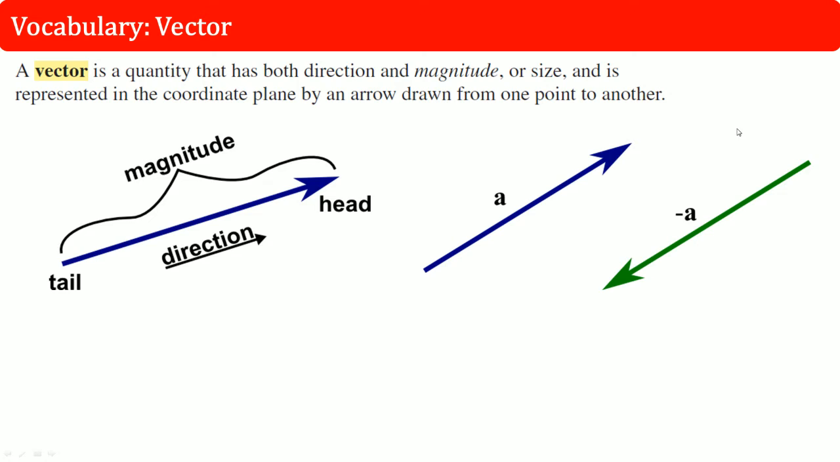Vectors are useful because if we go one way, we could call that positive. If we go the opposite way, we just have a negative. The longer it is, the stronger it is. So the length of 5 is longer than the length of 3.